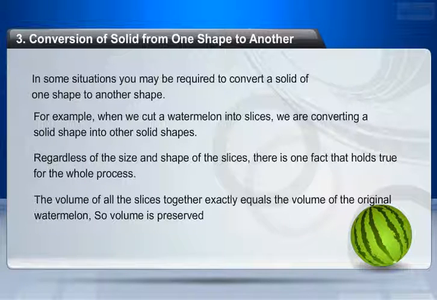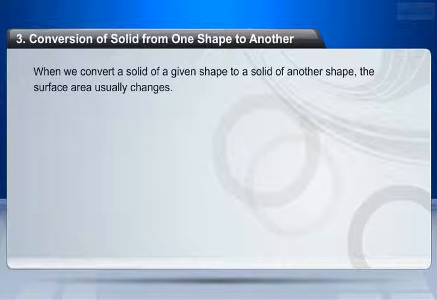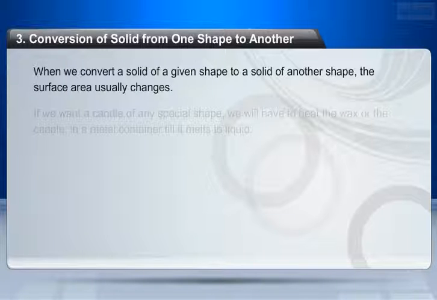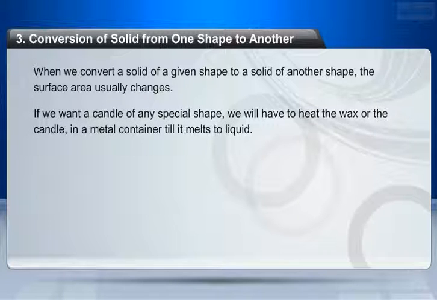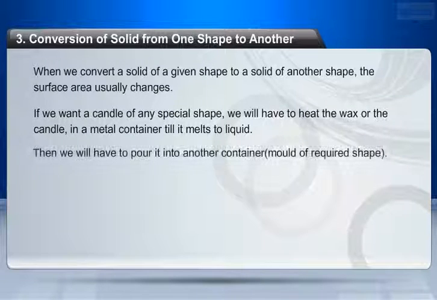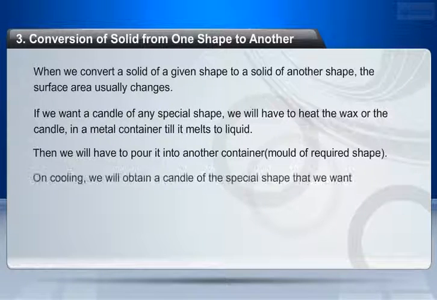So volume is preserved. Let us consider another example, in which we convert a solid of a given shape to a solid of another shape. The surface area usually changes. That is, if we want a candle of any special shape, we will have to heat the wax, or the existing candle, in a metal container, till it becomes completely liquid. Then, you will have to pour it into another container, or mold, which has the special shape that you want. On cooling, we will obtain a candle of the special shape that we want.